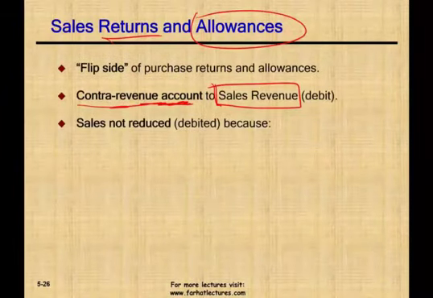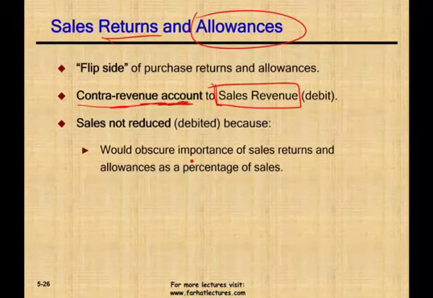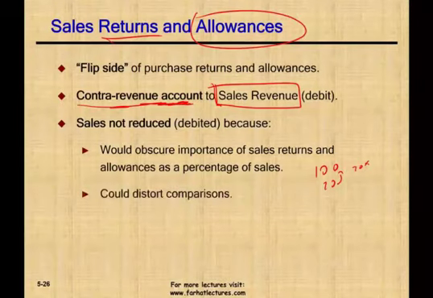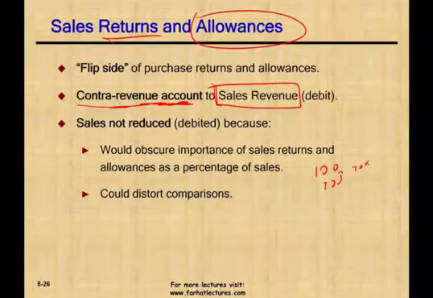Sales is not reduced, because it would obscure the importance of sales returns and allowances as a percentage of sales. Why not? Because if we sold $100 of merchandise and $20 were returned, we need to know that 20% are returned. So we want to know this information, and it could distort comparison. You want to see what the sales were and what the returns were from period to period. So that's why we keep them separately.